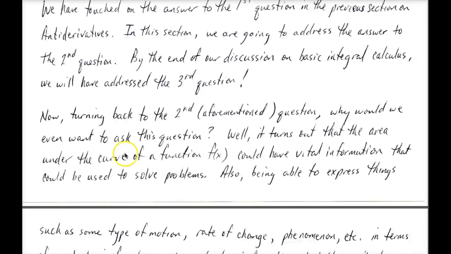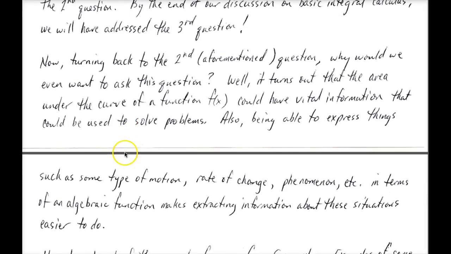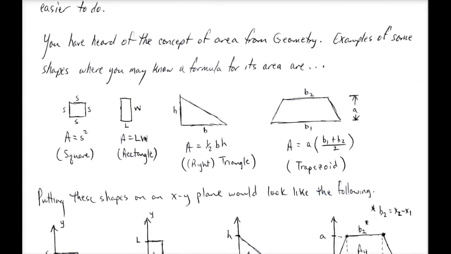All right, so continuing on here, now turning back to the second aforementioned question, why would we even want to ask this question in the first place? Well, it turns out that the area under the curve of a function could have vital information that could be used to solve problems. Also, being able to express things such as some type of motion, rate of change, or phenomenon, etc., in terms of an algebraic function makes extracting information about these situations easier to do. So that's why we're doing this.